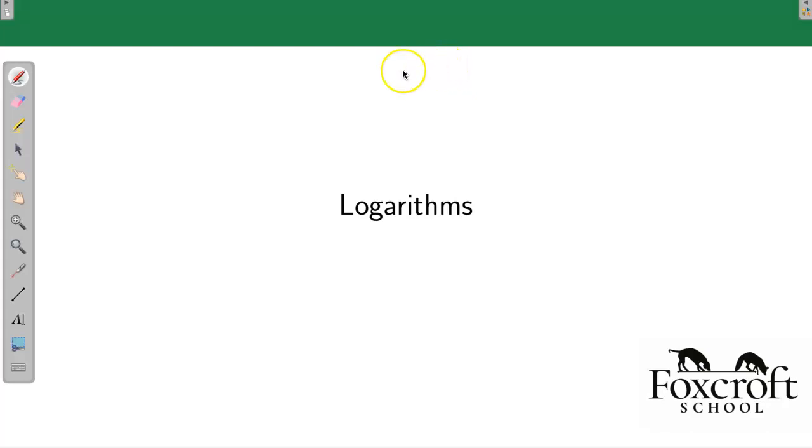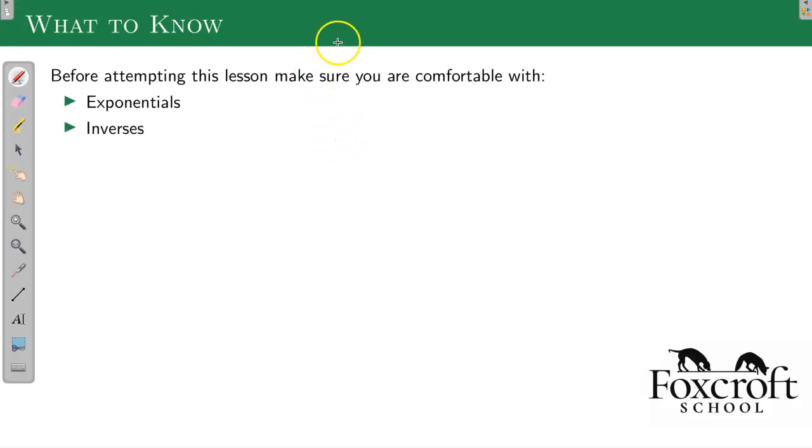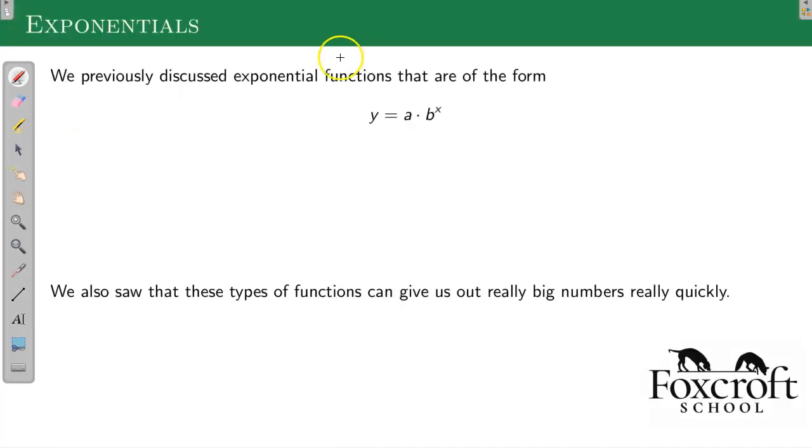In this video, we're going to introduce a new type of function called a logarithm. Before this, you have to know exponentials, because exponentials and logarithms are going to end up being related. We talked about exponentials before. They're equations that look like this. So we have our base. The important thing with exponentials is this x is in the exponent, and we have some initial value.